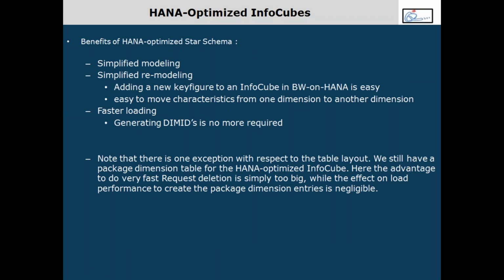So when you say there is no dimension, it's only one dimension, it says that it's easy to move characteristics from one dimension to another dimension. How is it possible, even when there is data? Yeah, I'm coming to that. Look at this. We have something called simplified modeling, because of the new HANA optimized star schema. When I say simplified modeling, it's easy to change the definition of the cube even when there is data.